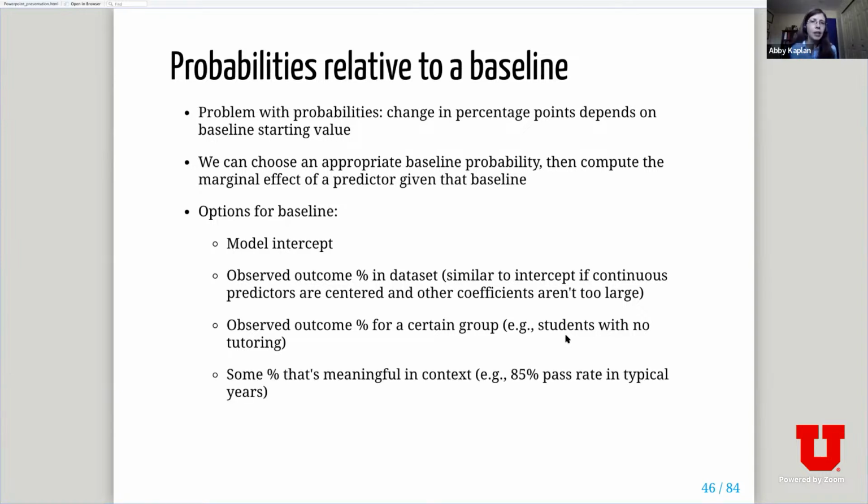Finally, it's possible that in your particular context, there might be some baseline percentage that's meaningful, right? So maybe your stakeholders happen to know that for balloon animal making 201, the typical pass rate in most years is about 85%. And so we want to use that as our meaningful baseline.